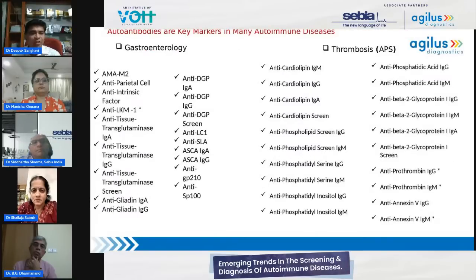When it comes to gastroenterology, there are again multiple antibodies: anti-mitochondrial antibodies, parietal cell antibodies, intrinsic factor antibodies, tissue transglutaminase antibodies, gliadin antibodies. When it comes to antiphospholipid syndrome, we have to know that cardiolipin antibodies, phospholipid antibodies, and beta-2-glycoprotein antibodies are there. Next slide.